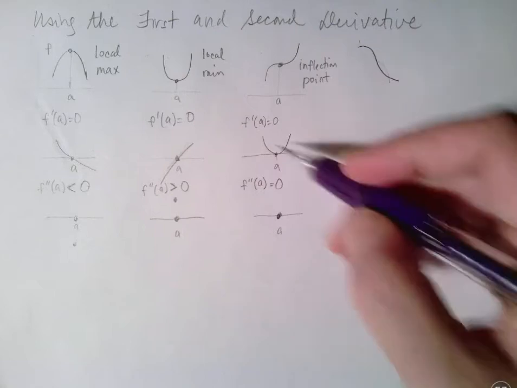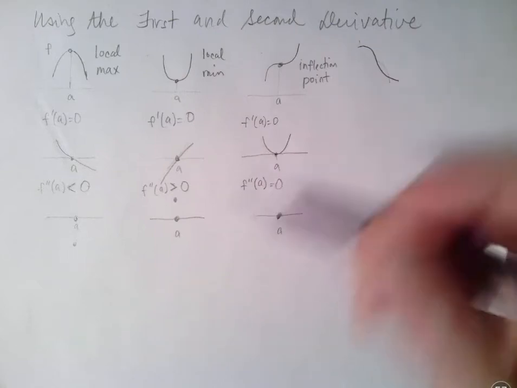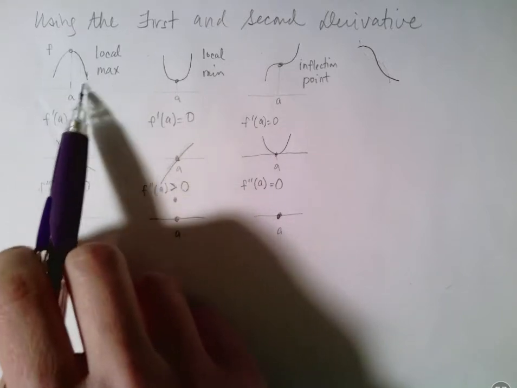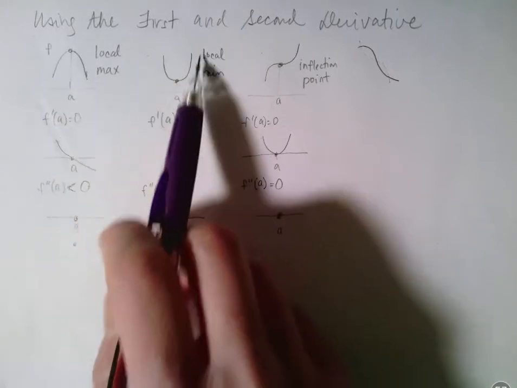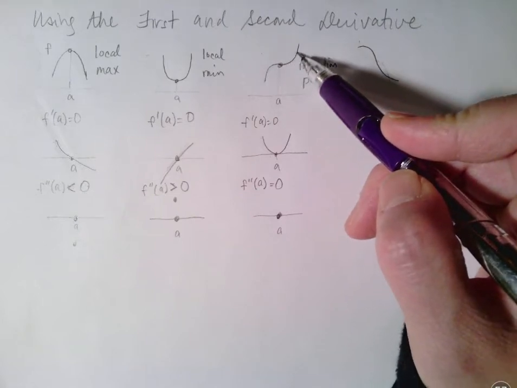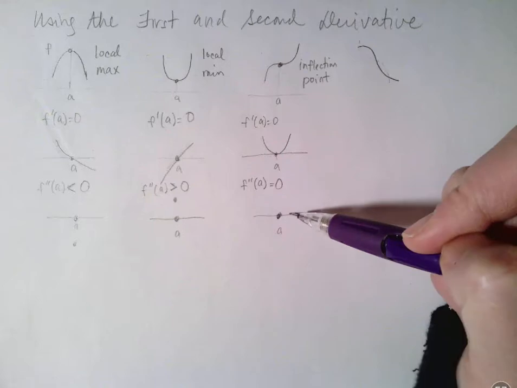And this is where the concavity changes. So at a local max, the concavity is down. This is concave down, concave up. This is concave down, and it switches to concave up at the inflection point.